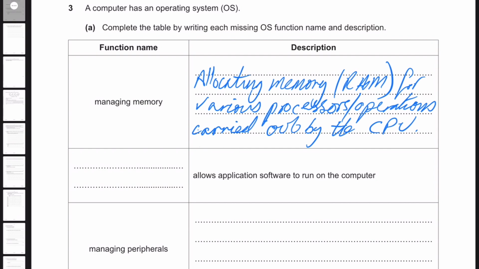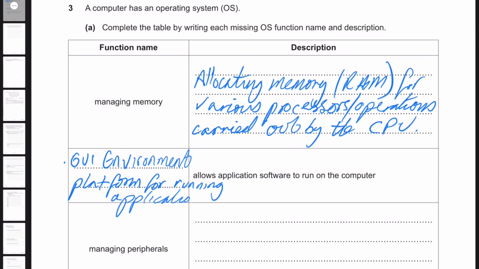Well, this is weird, isn't it? What a horrid question. Because basically, and I must admit, I've referred to the mark scheme. I would have dropped a mark on this. Allows application software to run on the computer. Well, I would have put a GUI, graphic user interface, environment, so people can click on different applications, whether that's on a Windows PC, an iPhone, or an iPad. And I suppose it's a similar thing, but what the actual mark scheme does say is platform for running applications. But in my mind, that's a little bit too obvious. I would have said it's a graphic user interface environment displaying the app icons.